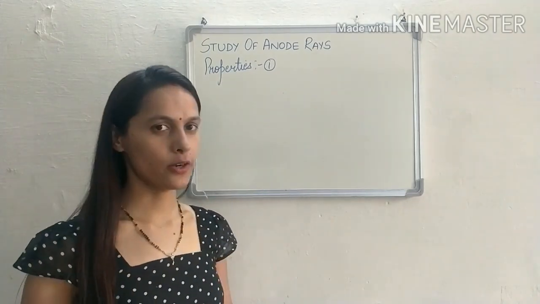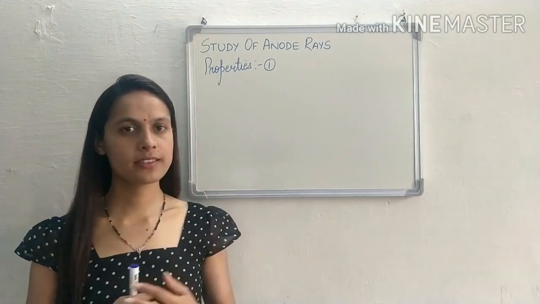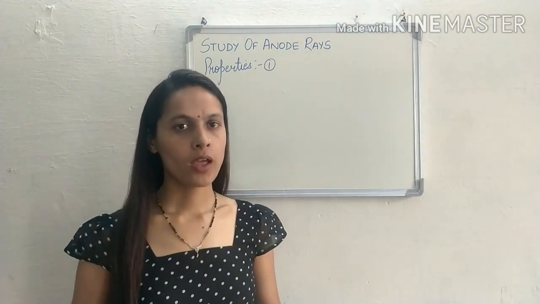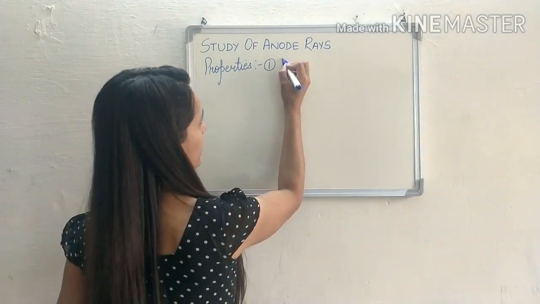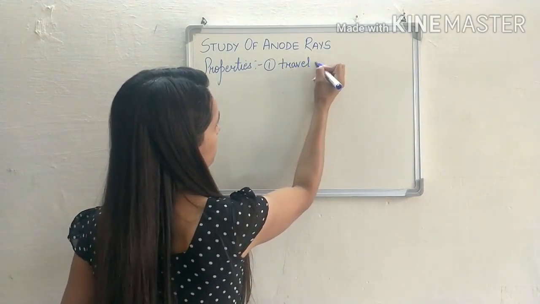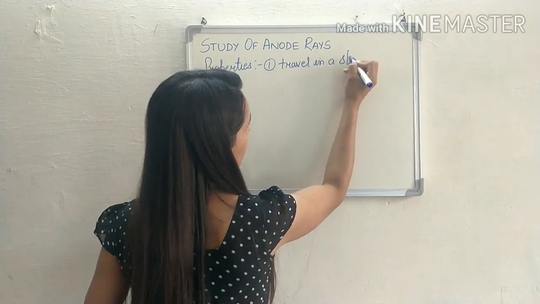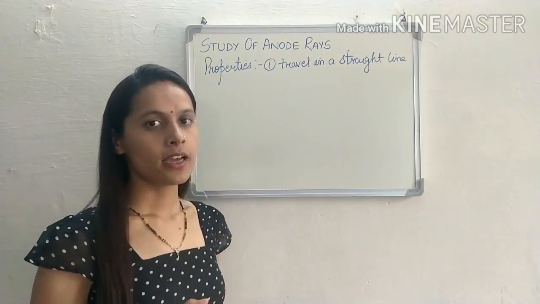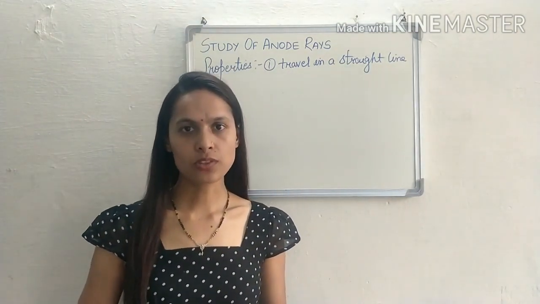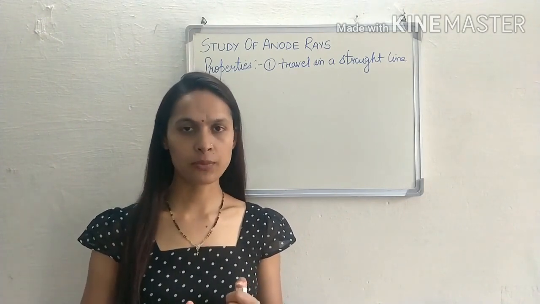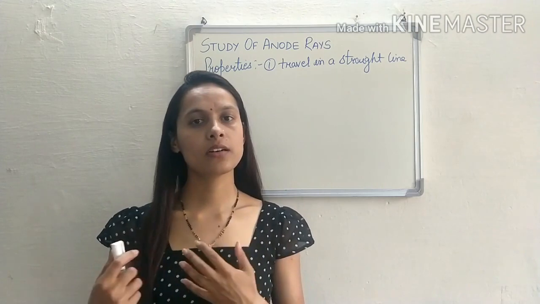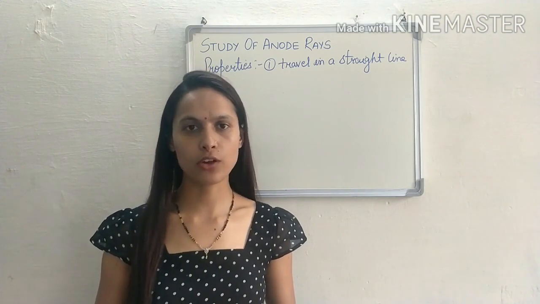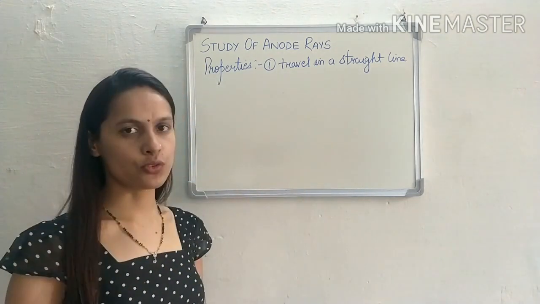Now the properties of anode rays. Just like cathode rays, anode rays have a number of properties. So we study the properties of anode rays one by one. The first property of anode rays is that they travel in a straight line. How do we get to know that anode rays travel in a straight line? When an object is placed between the 2 electrodes, a sharp shadow is formed. And when anything travels in a straight line, it is capable of producing a sharp shadow of a solid object. So anode rays travel in a straight line.